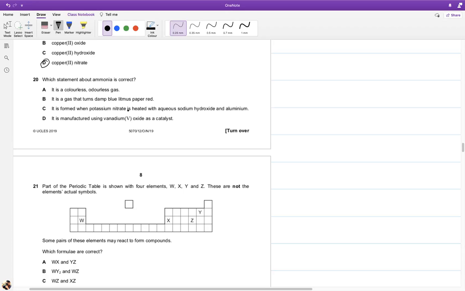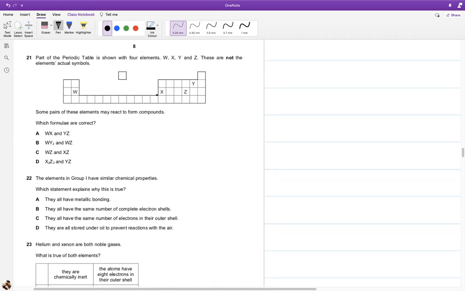It is formed when potassium nitrate is heated with sodium hydroxide and aluminium. Yeah, why not? Because what is the test for nitrate? You add aluminium foil, you heat it in an alkaline solution, and it will give ammonia gas. Okay, so that is clearly C. And now see what they are actually testing. It is testing two things. Number one, the characteristics of ammonia being an alkaline gas, and second, testing if you know the test for nitrate ion.